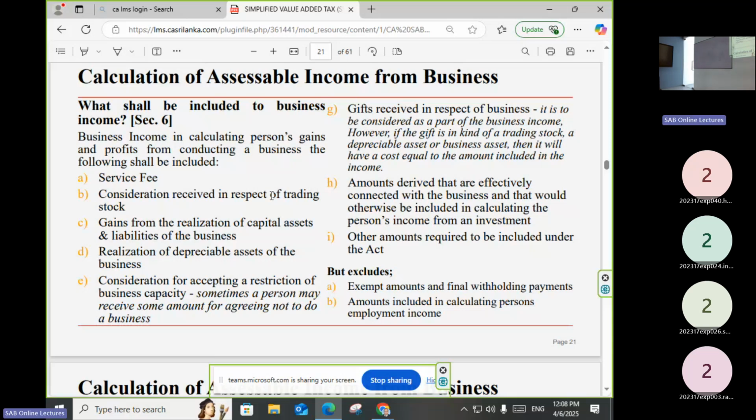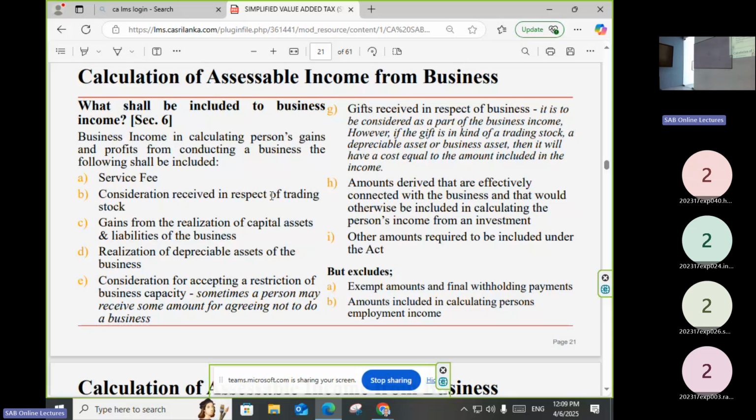Right? You can see generally whatever income is received as per this law, if it is in connection with the business, it should be considered for tax purposes. Right? How do we check if a gift is connected with the business or the employment?